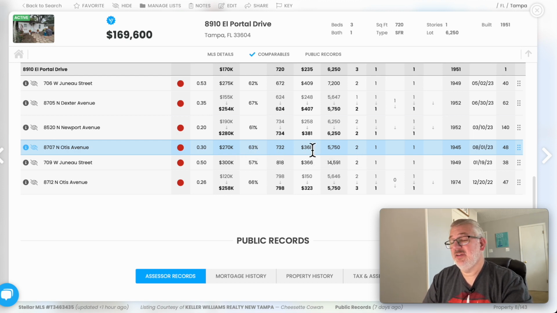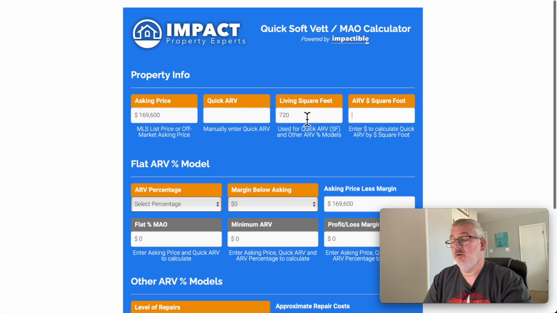We have a 3-bedroom on the subject property, and this comp only has 2. So if you add about $10,000 to $15,000 to the sold price, it brings the price per square foot up to about $385. I'm going to use that figure to come up with a quick ARV. Again, this is just a quick preliminary look.